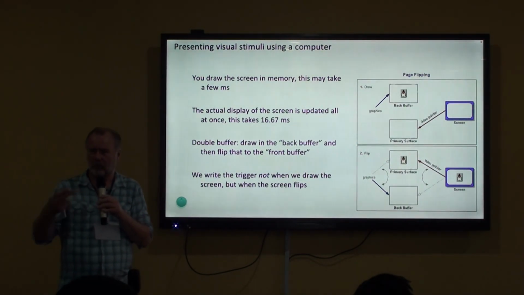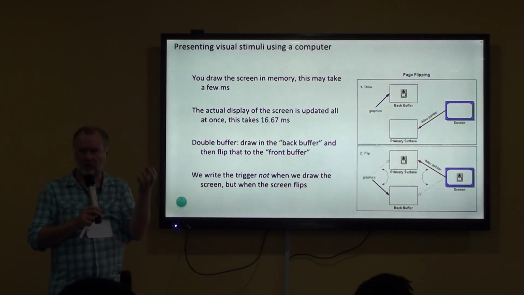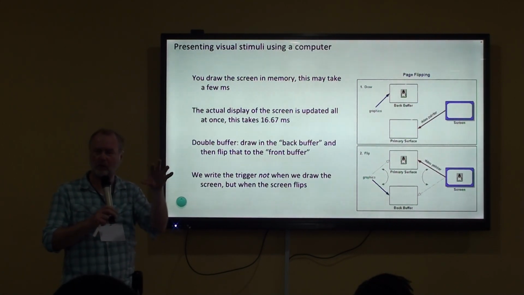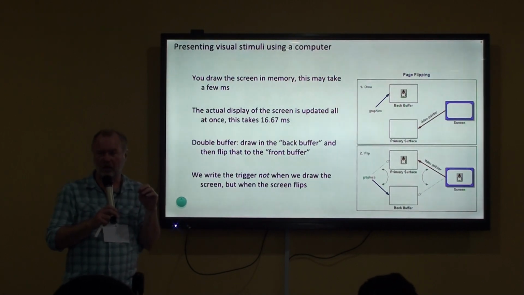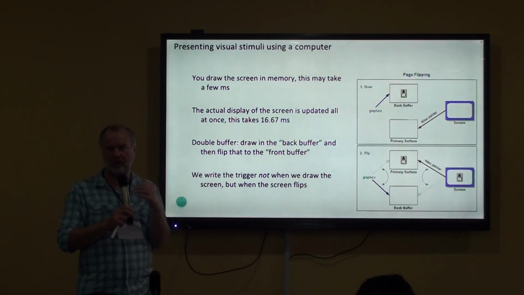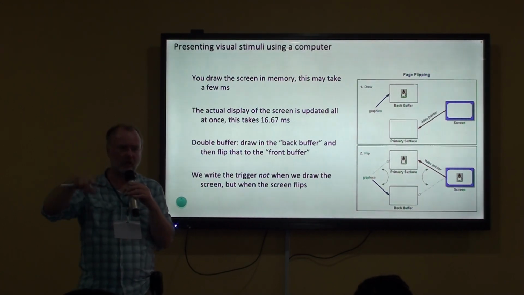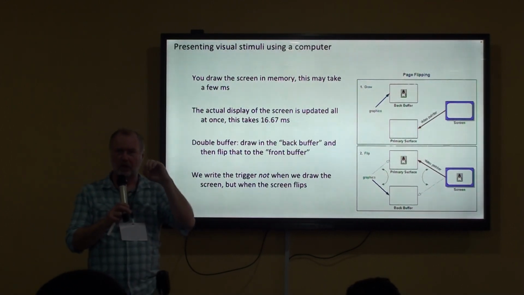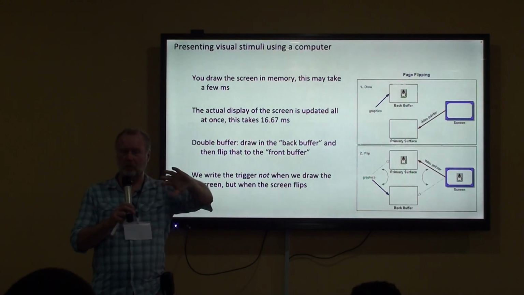So this is something that we already saw in the practical session. What we do is we make a stimulus. So we define the characteristics of a stimulus. Yesterday we made a text, and then we draw the stimulus. Drawing the stimulus happens in memory. It does not happen on the screen, because if you would draw it on the screen, you would see things moving. That's not possible. So we draw the screen in memory, and the actual display of the screen is updated all at once.